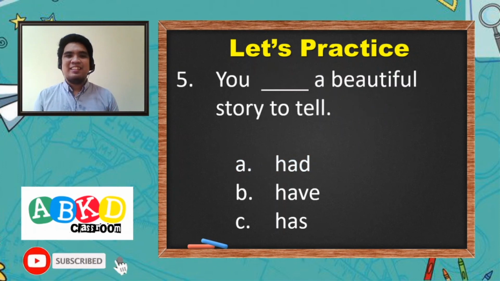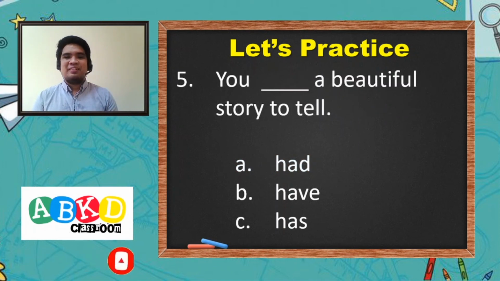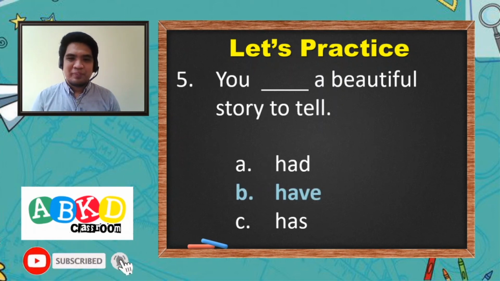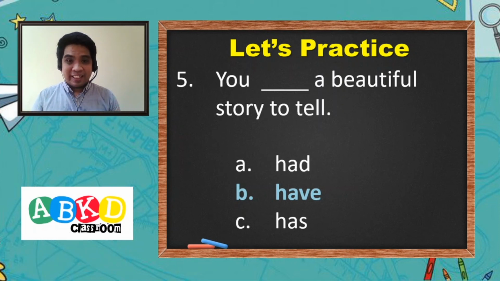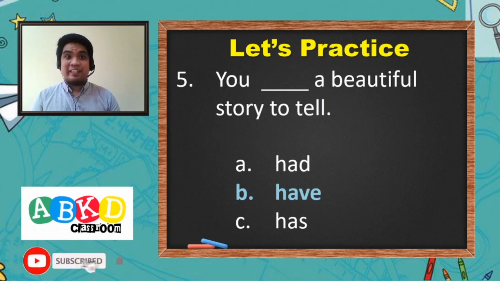And last, you blank a beautiful story to tell. Okay, so they have the answer, and the answer is have. Okay, why have? Because our sentence is in the present and our subject is you. Even though you is only one, but in terms of its exception, as we have discussed earlier, we use the word have. Okay? So I hope you learned something from our discussion.